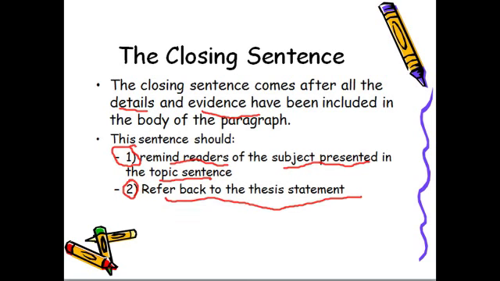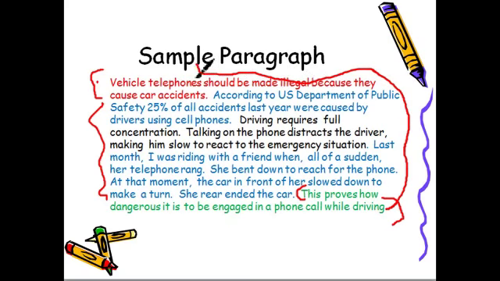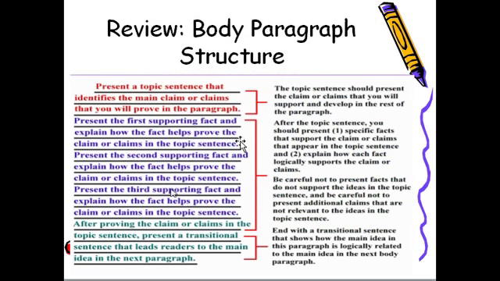The closing sentence is, in essence, the bottom bun of our hamburger. If you don't have a closing sentence to tie all your information back together, your paragraph will seem unfocused and messy. So remember, make sure you always include a proper closing sentence at the end of every paragraph. As you can see in the sample paragraph, the closing sentence is in green and really ties back to the idea that vehicle telephones should be made illegal because they cause car accidents. As you're writing your body paragraphs, don't forget the important step of including a solid closing sentence.